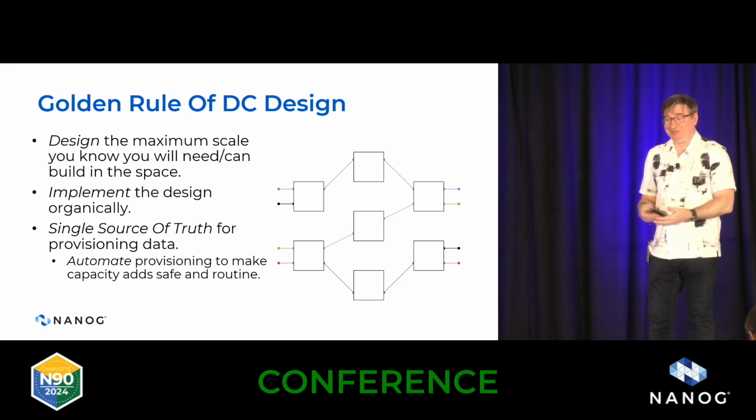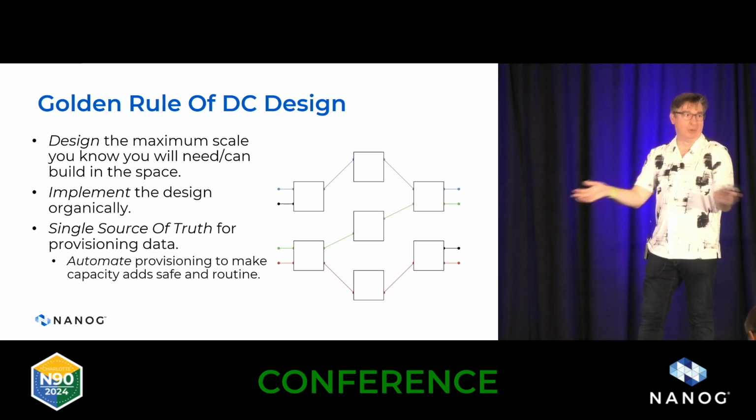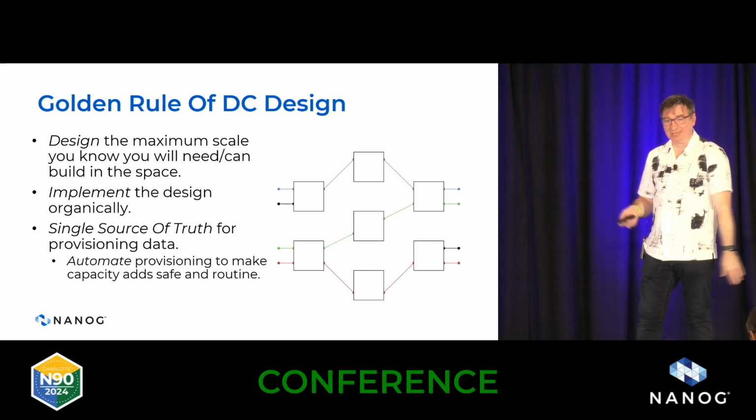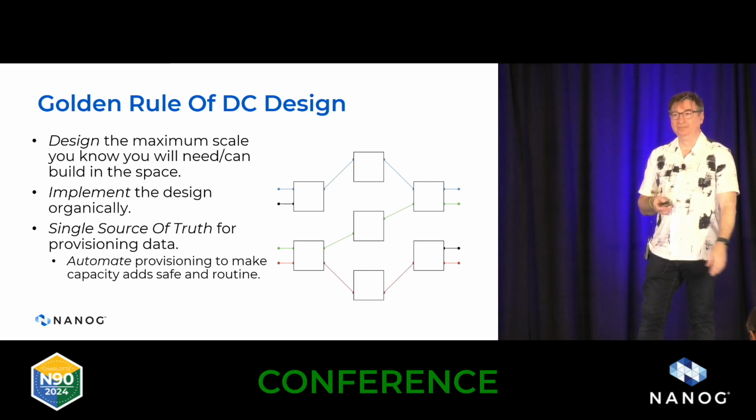That said, you never have to build it all at once. Build racks as they come, build your fabric. Don't build an 8 wide fabric day one. Build a 2 or 3 wide or 4, and then as capacity requirements make themselves apparent, you can add capacity, and you can do that organically.